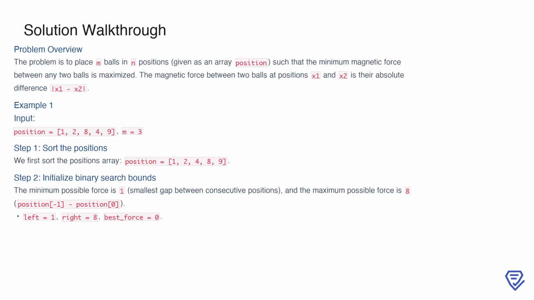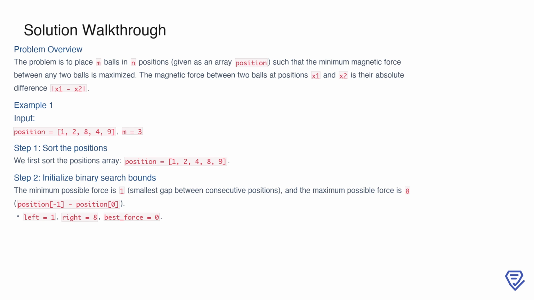In this problem, we aim to place m balls in n positions, which are provided as an array called position. The goal is to maximize the minimum magnetic force between any two balls. The magnetic force between two balls is calculated as the absolute difference between their positions, that is, |x1 - x2|. For example, if the input positions are 1, 2, 8, 4, 9, and m is 3, the first step is to sort the positions array. After sorting, the positions become 1, 2, 4, 8, 9.